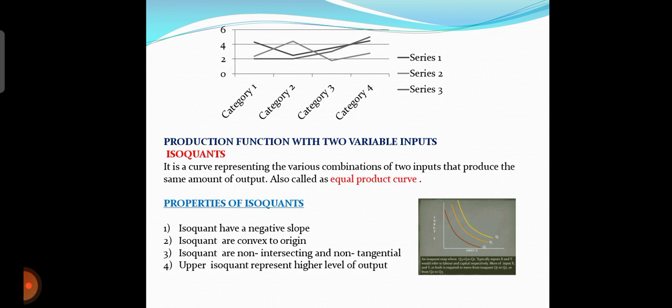So moving to the production function with two variable inputs, let's know what is isoquants. An isoquant is a curve representing the various combinations of two inputs that produce the same amount of output. It is also called the equal product curve. Properties of isoquants. Isoquants have a negative slope. Isoquants are convex to origin. Isoquants are non-intersecting and non-tangential. Upper isoquant represents a higher level of output.